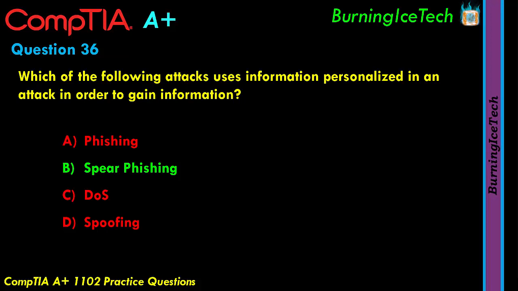Is it C, a denial of service attack? No, that's denying a service like we said in a couple of questions ago. Is it D, spoofing? Spoofing is when you forge something, forging an IP address, a MAC address, an email address, a phone number, and so on and so forth. So we're not pretending to be someone we're not, but we are trying to steal or gather information from someone, and we're doing that because we have certain specific information about that person.